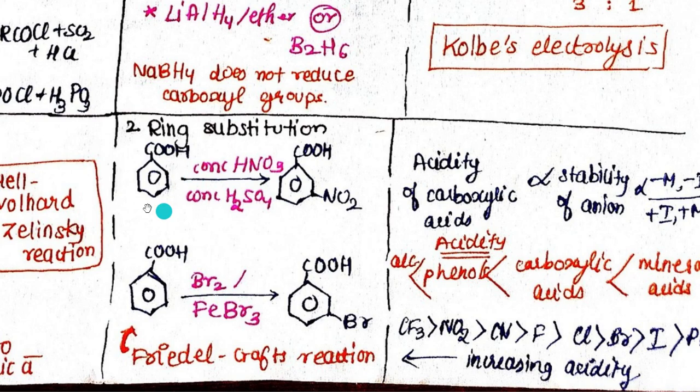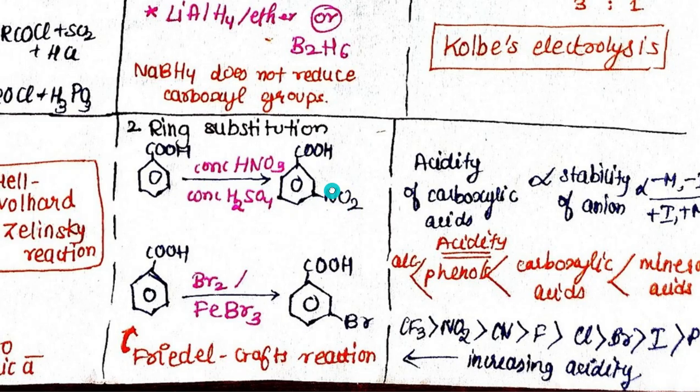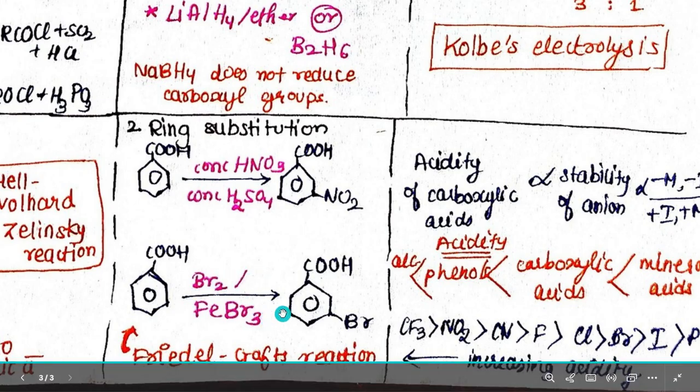Then coming to ring substitution reaction. Again we have benzene with COOH, that is benzoic acid, reacting with concentrated HNO3 and concentrated H2SO4, giving us a meta-directing product, meta-nitrobenzoic acid. And similarly, if I react with Br2 and FeBr3 as well, we again have a meta-directing product. So this is the reaction. This is also a Friedel-Crafts type reaction.